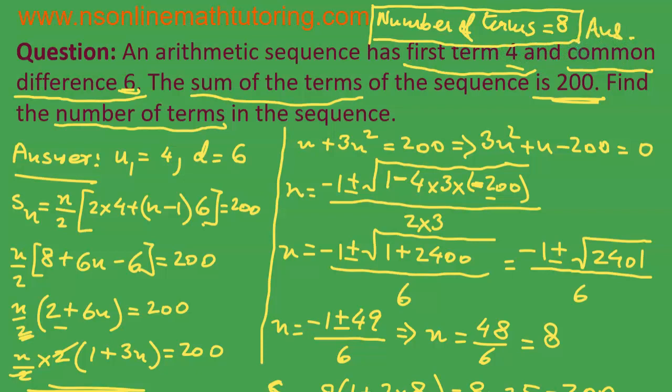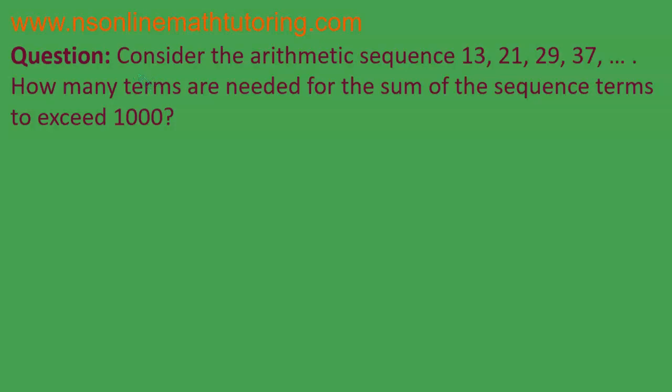This is the answer for our first question of this session. Let us move on to the next question. So the second question is, consider the arithmetic sequence 13, 21, 29, 37, and so on. How many terms are needed for the sum of the sequence terms to exceed 1000?